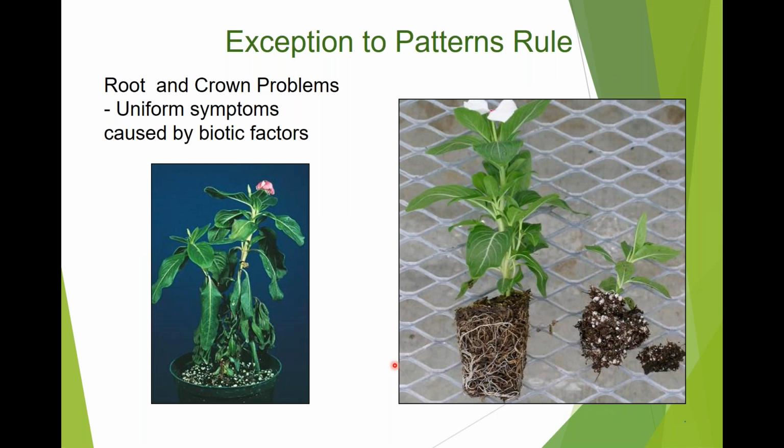There are exceptions to every rule. That's what makes it a good rule, I guess. And that's the case with root and crown diseases. You can get uniform symptoms. The whole plant could show symptoms, but really the problem is biotic or infectious disease as opposed to an abiotic problem. It's just that whenever there's an issue with the roots, it affects the entire above ground portion of the plant. And so the symptoms may be uniform, but it's still an infectious disease issue.